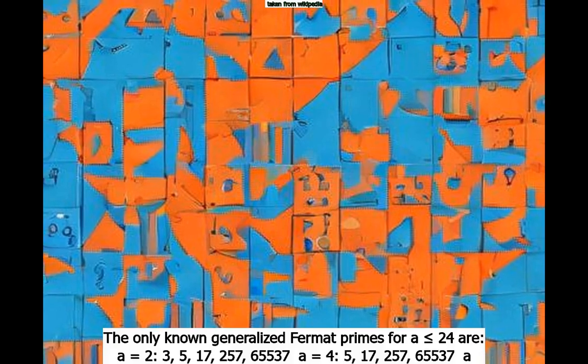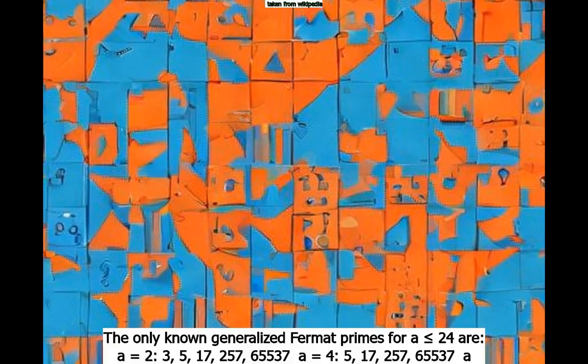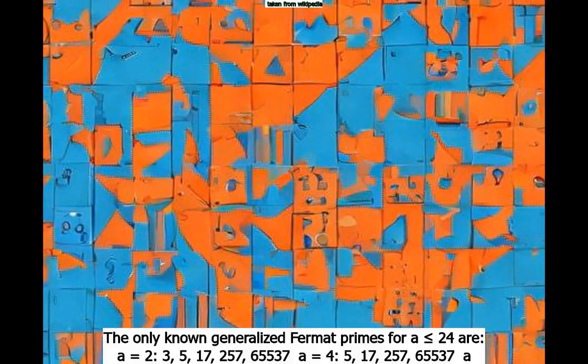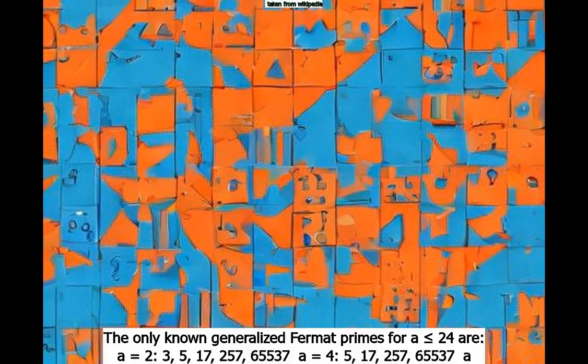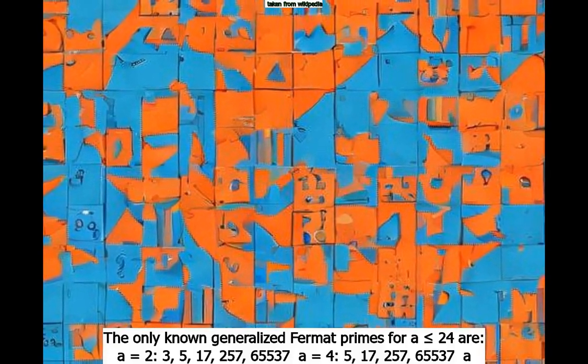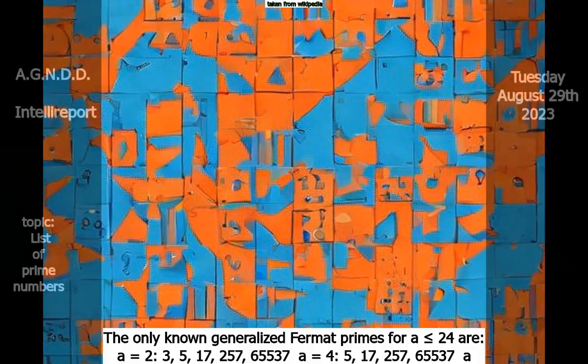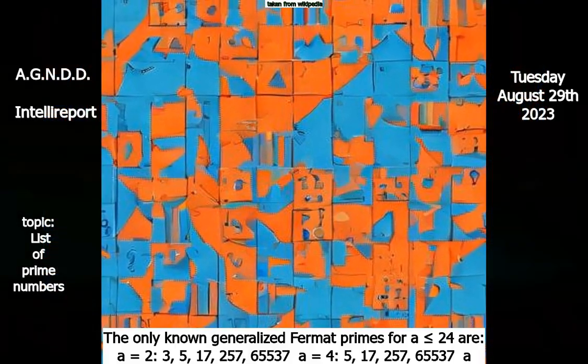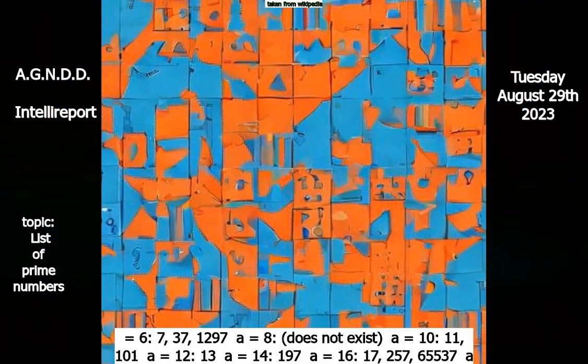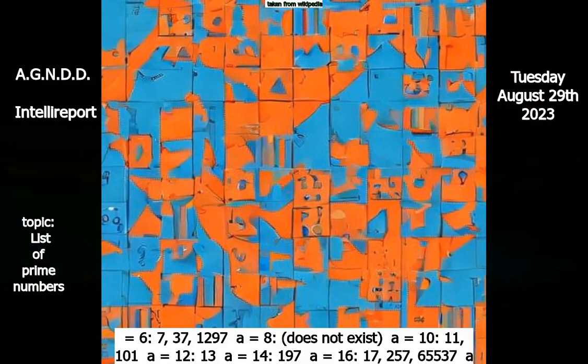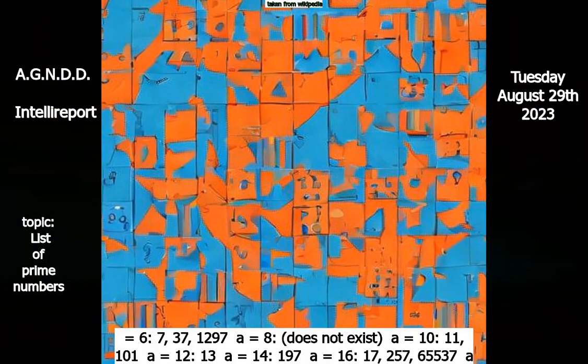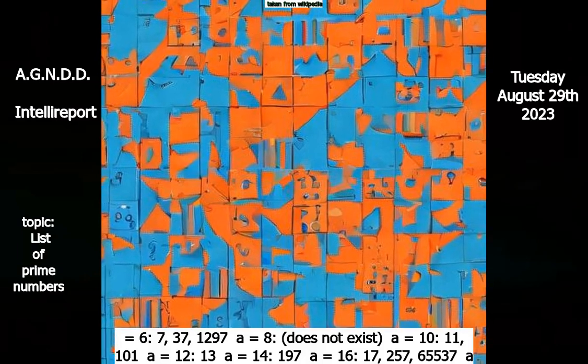The only known generalized Fermat primes for a less than or equal to 24 are as follows. For a equals 2: 3, 5, 17, 257, 65537. For a equals 4: 5, 17, 257, 65537. For a equals 6: 7, 37, 1297. For a equals 8: none exist. For a equals 10: 11, 101.